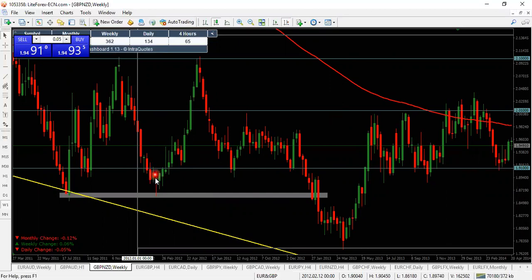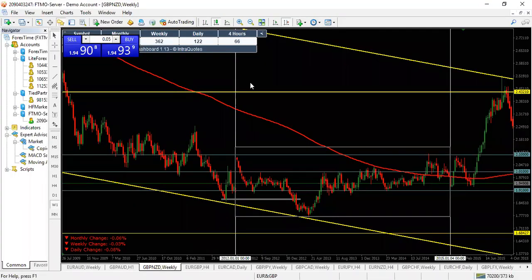So let's quickly change the broker right now to some other broker. Let me just pause it. This is what a different broker looks like. This is FTMO, a demo account. This is what it looks like, and we have nothing. Can you see that, guys? We have absolutely nothing to work with. No support here, visibly, nothing to work with.